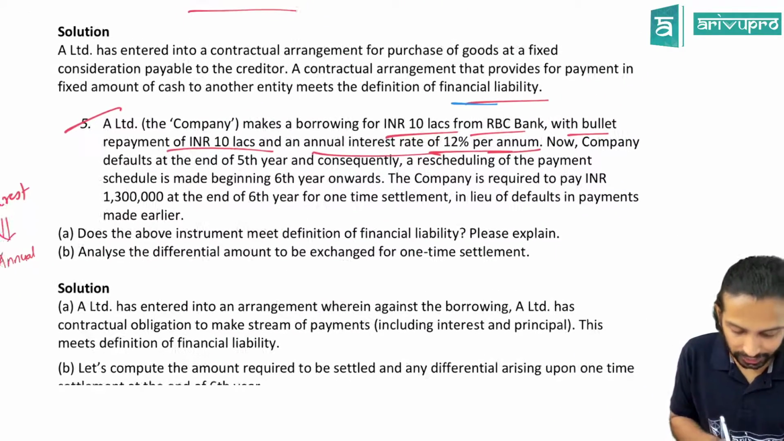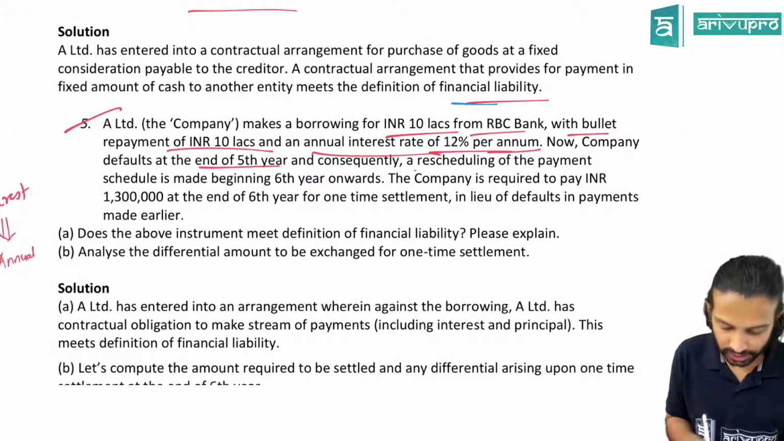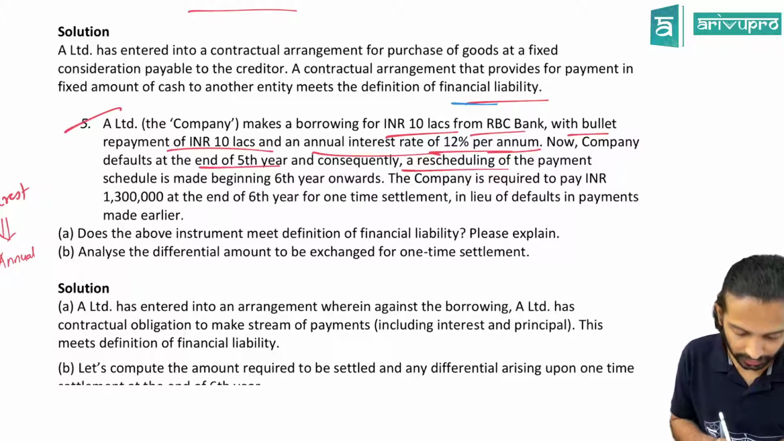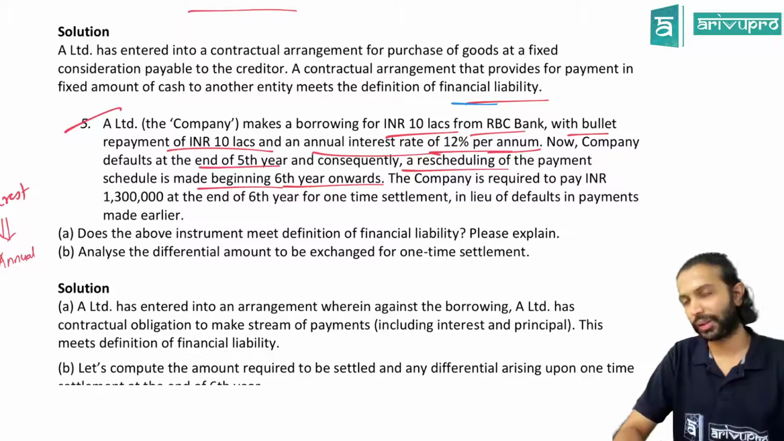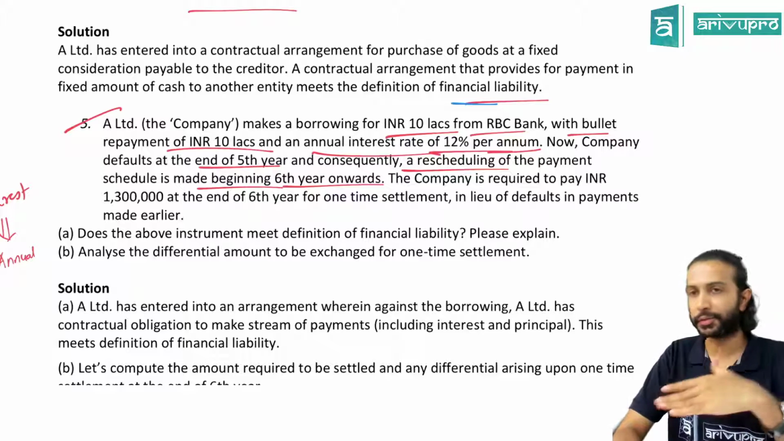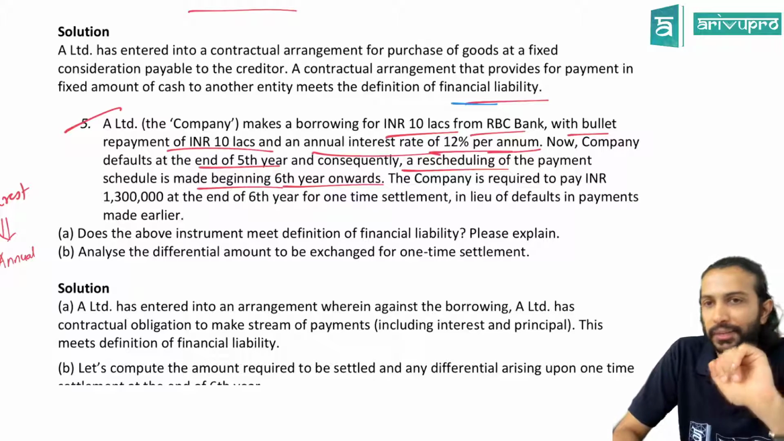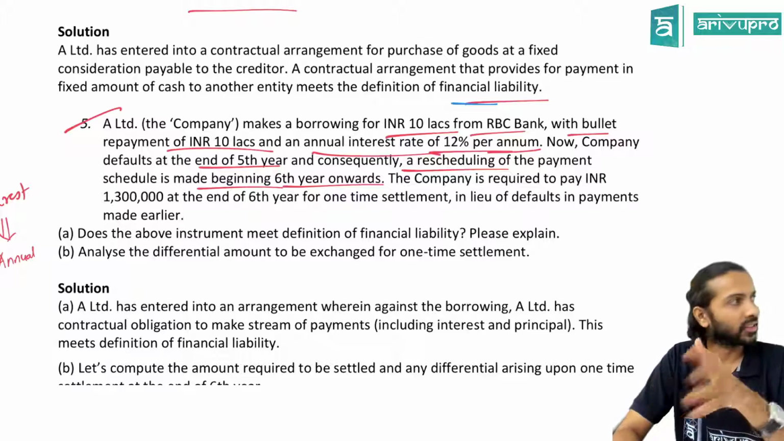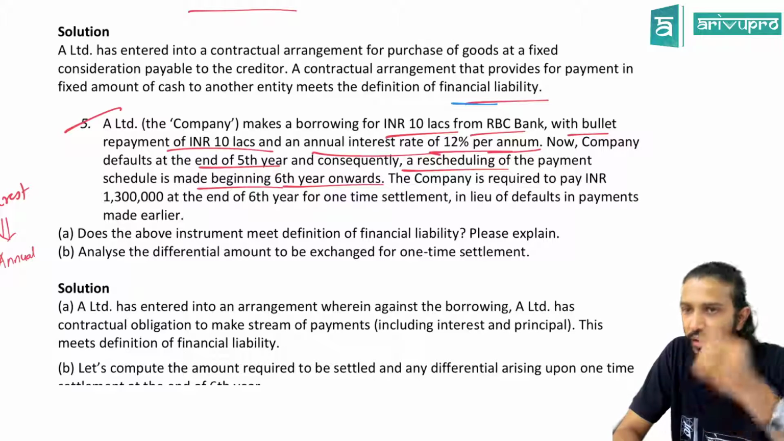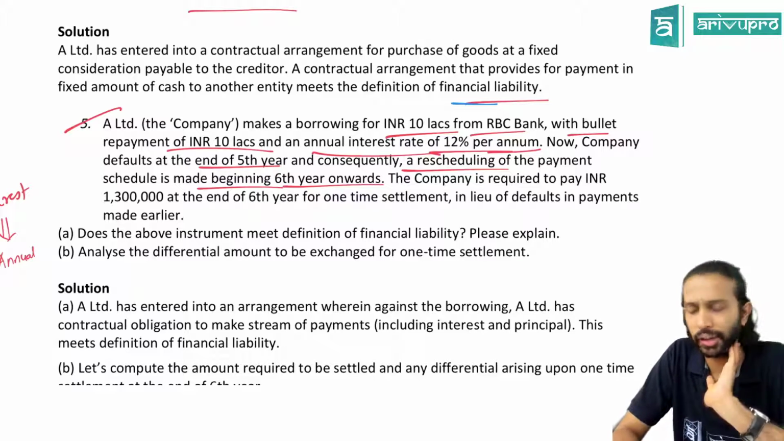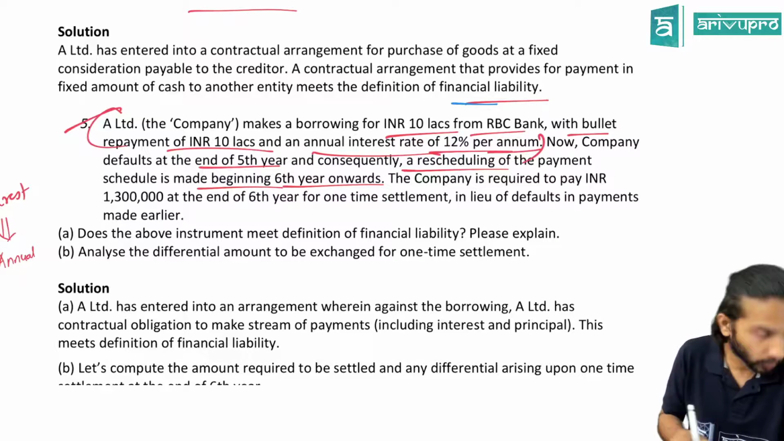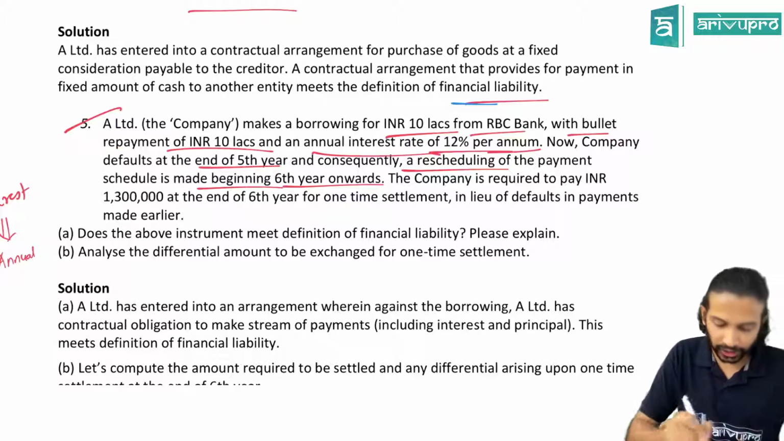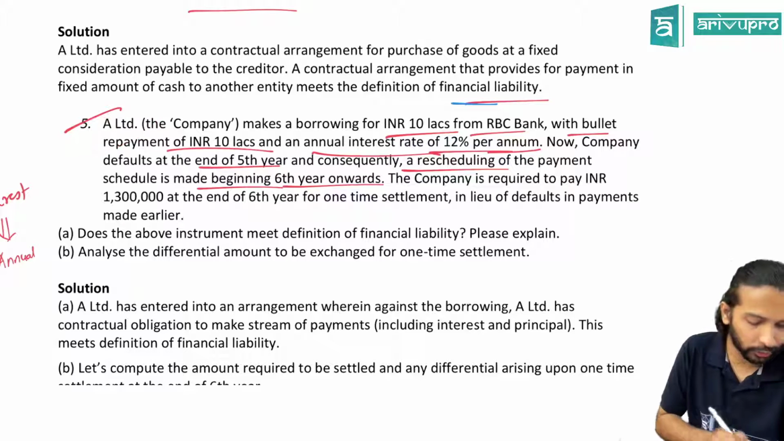And now the company defaults at the end of the 5th year, and consequently a rescheduling of the payment is made at the beginning of the 6th year. Okay, first let me stop there only. Something is happening at the end of the 5th year. So we'll talk about the year 1 perspective. Year 5 we will not worry about. Okay, year 1, is it a financial liability according to you? Leave the other portion, just by looking at this portion. One I put in brackets. Can you tell me, is it a financial liability for A Limited?